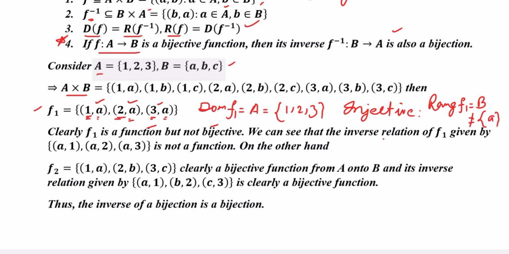So this shows that f1 is neither injective nor surjective, and hence it is not a bijective function. So we can see that the inverse of f1 you can find by just swapping the elements a comma 1, a comma 2, a comma 3. Now this just represents the inverse relation, and further you can check that this inverse relation is not a function because it does not meet the first condition of the function.